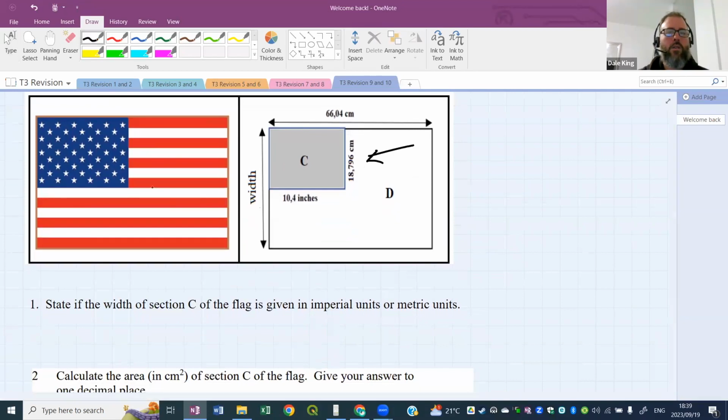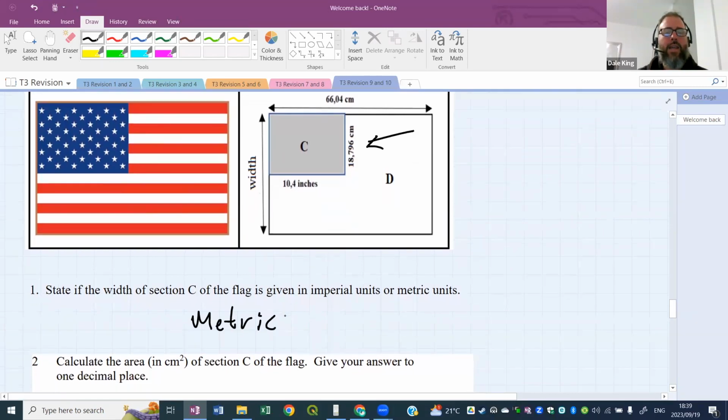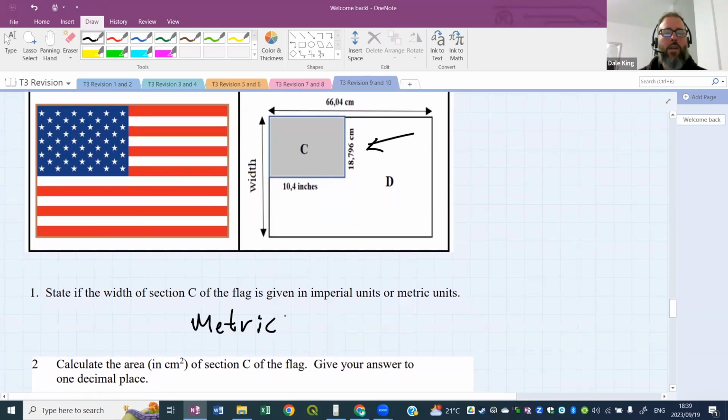So this is metric. Question 2 says, calculate the area in centimeters squared of section C of the flag. Give your answer correct to 1 decimal place. Who's going to help me with this? It's an easy one, guys. Well, it's easier compared to the one we just did. I need a formula. Do they give us a formula? Before I even show you if they give us a formula, you should be able to tell me what the formula is. How do we work out the area of section C?